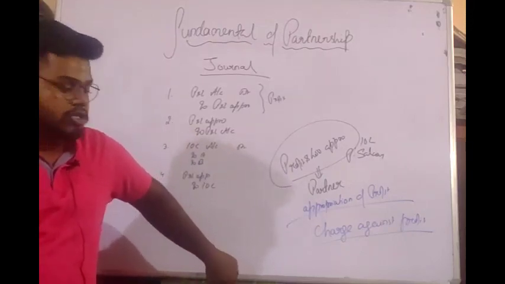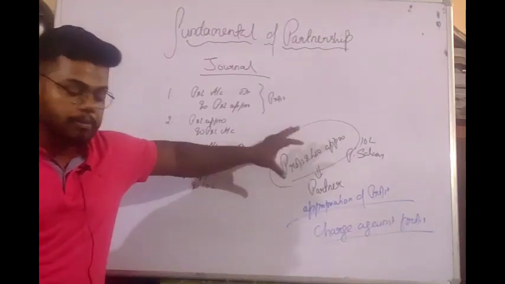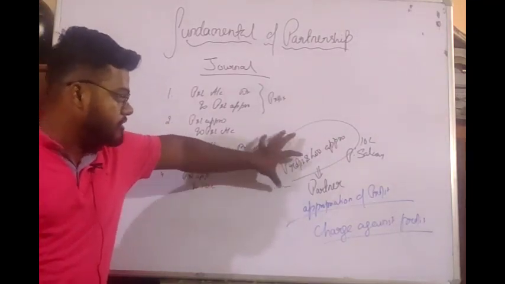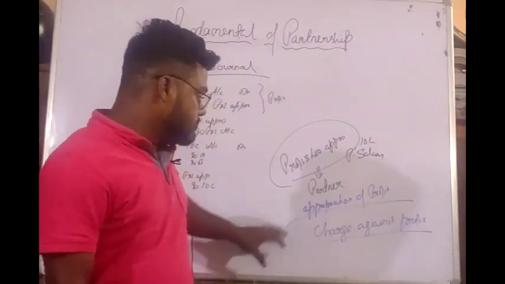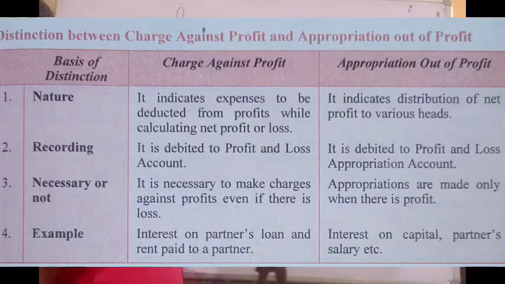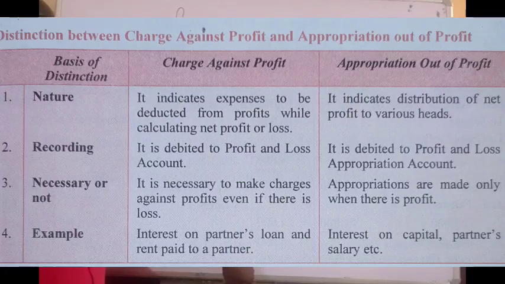So what do you mean by profit and loss appropriation? We appropriate the profit. That means we distribute the profit which we have earned. You will come across two terms: appropriation of profit and a charge against profit. What do you mean by charge against profit? That you have to pay whether it is profit or loss. Suppose rent paid to the partner: we have to pay rent. This we call a charge against profit.